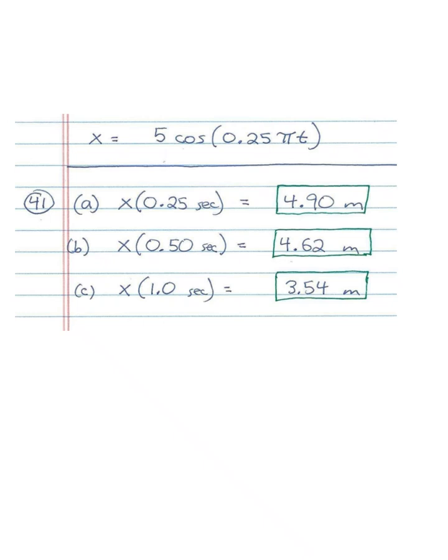Now, we need that formula in order to do number 41. So number 41 says, assume the bungee jumper in the preceding problem follows the simple harmonic motion equation x equals A cosine omega t. Find the jumper's position at the following times.